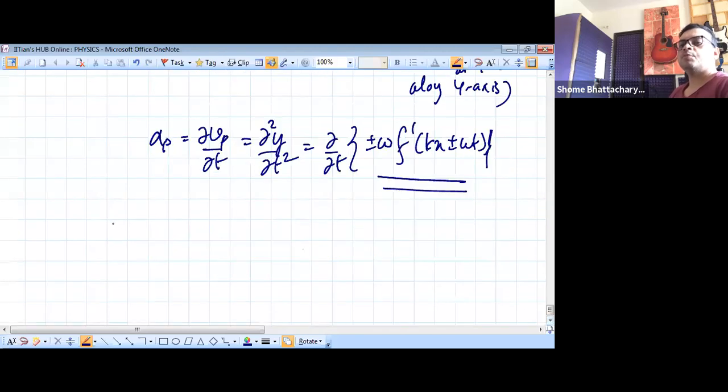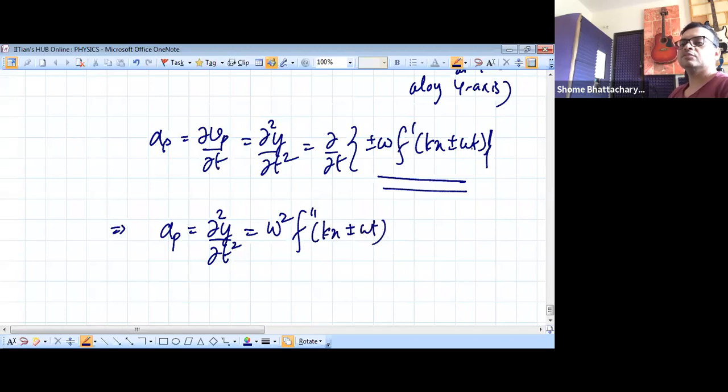So our particle acceleration, which conceptually is the second partial derivative of y with respect to time, formula-wise you can see now this plus or minus omega outside gets multiplied with another plus or minus omega when you differentiate one more time. So that takes the sign away. So it just becomes omega square f double prime of kx plus or minus omega t.